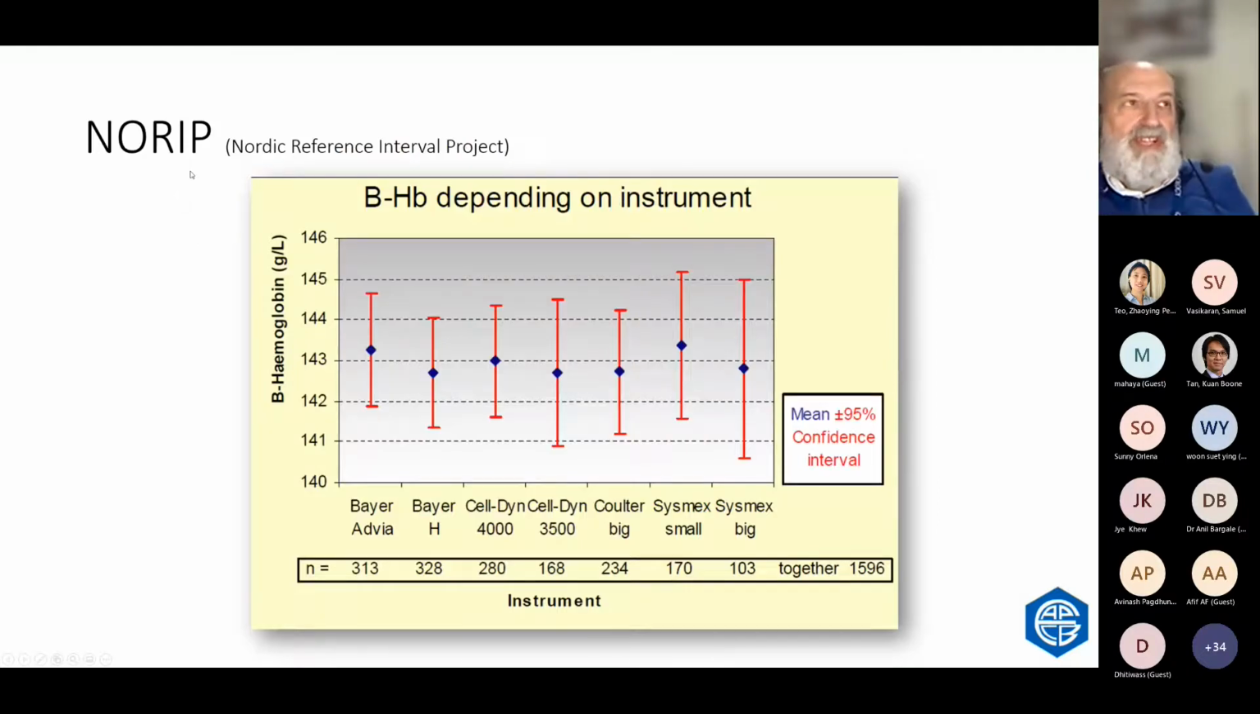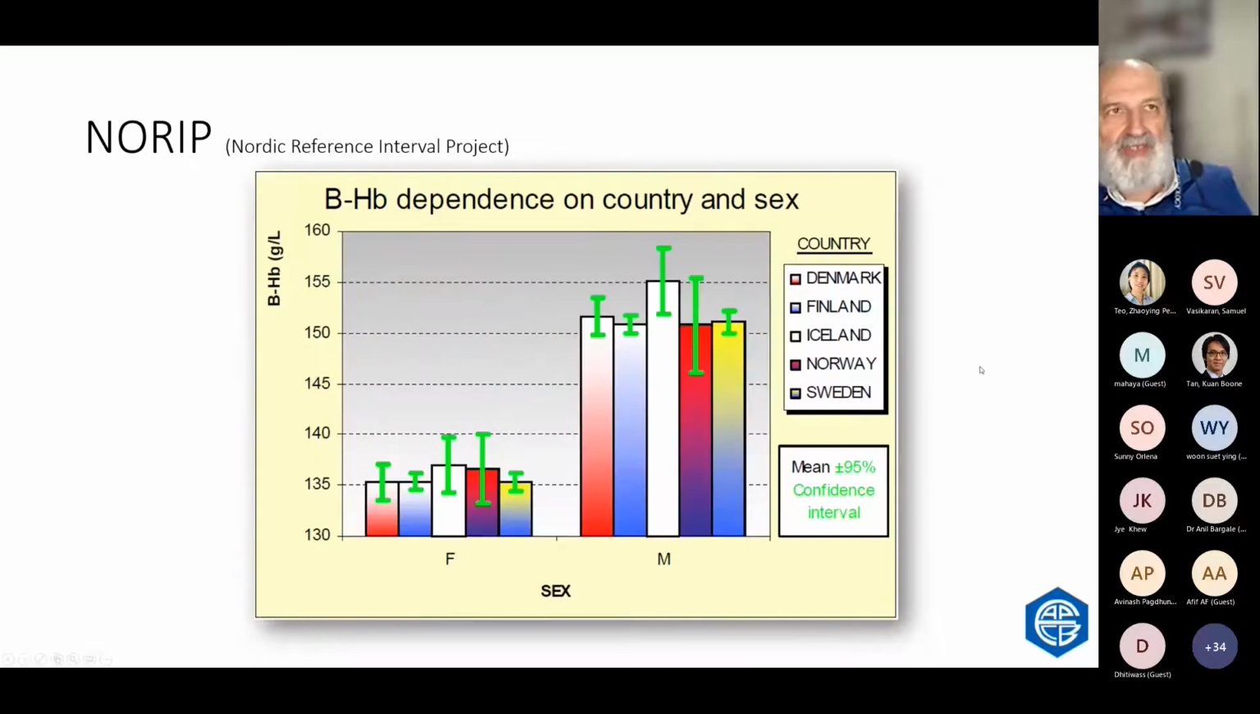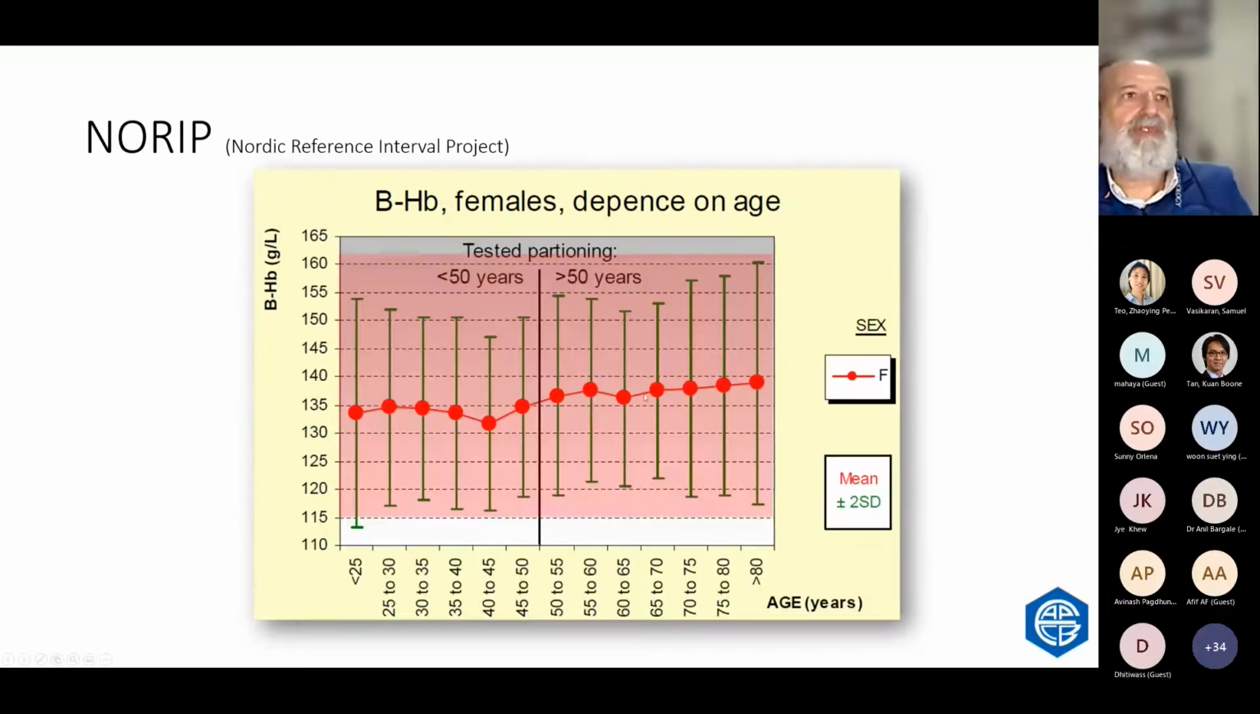But one of the things that probably doesn't vary much is the method. The methods are fairly constant. This is from the Nordic study of the average hemoglobin. It's generally the same regardless of the instrument or the country. It's a very well standardized test. But regardless of the country, men are higher than women, and that should always be the case.